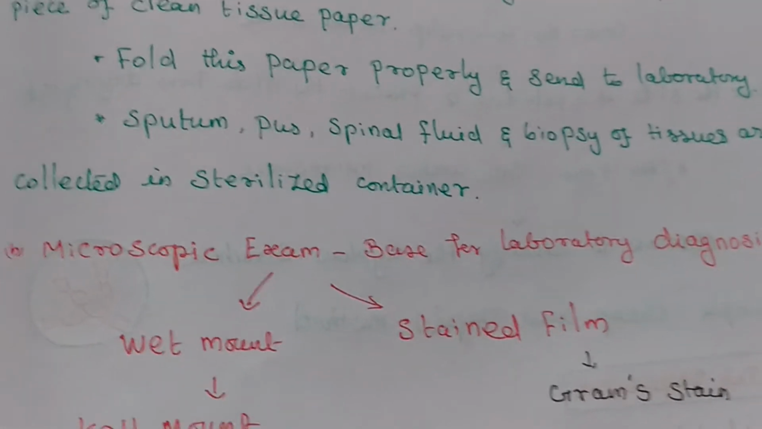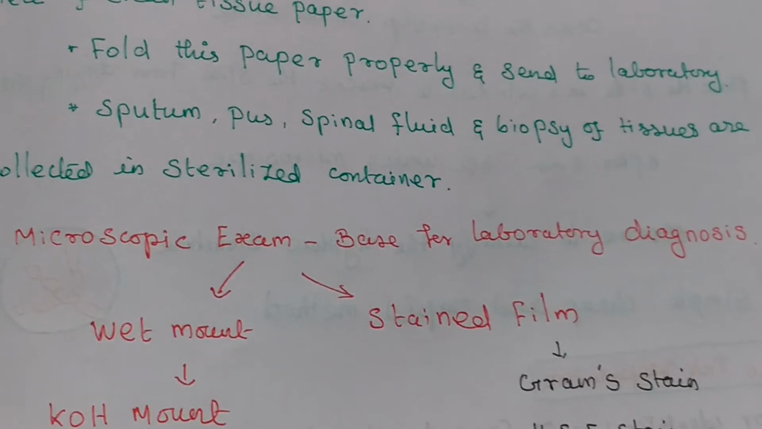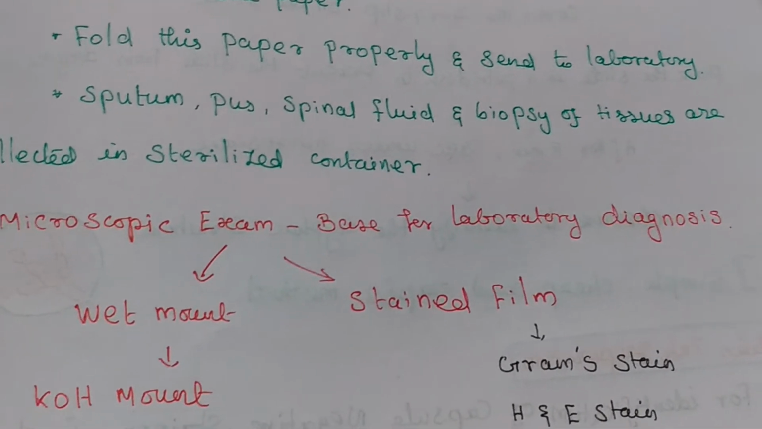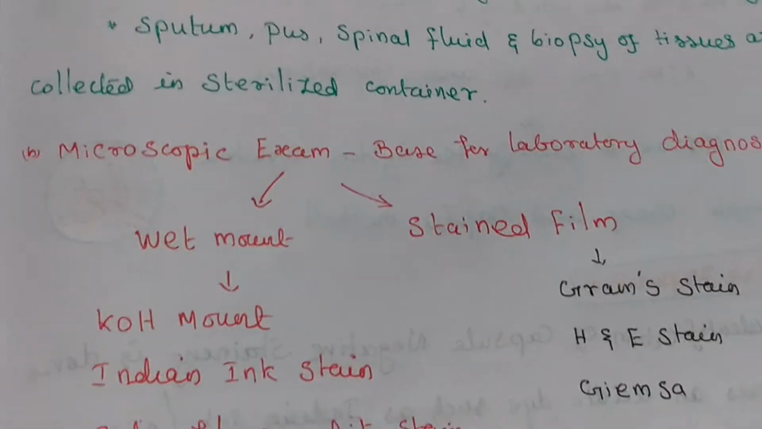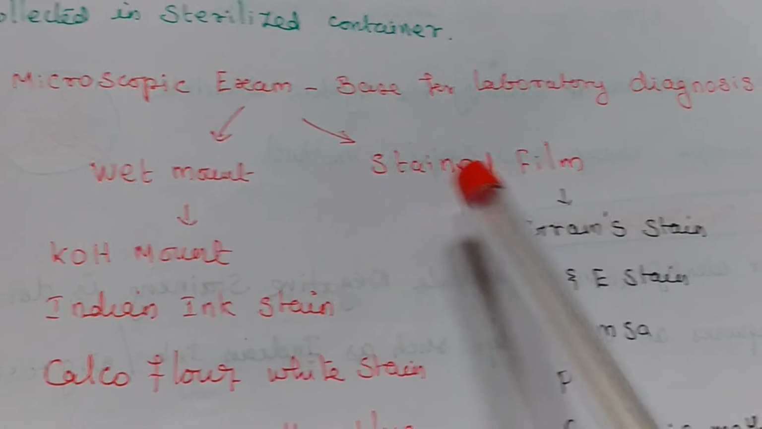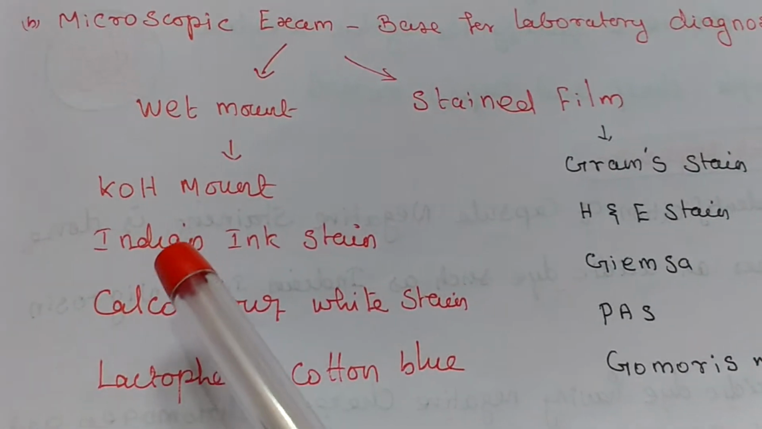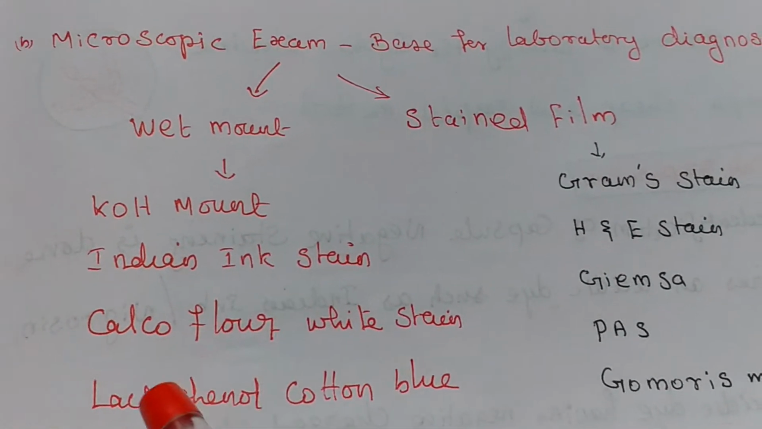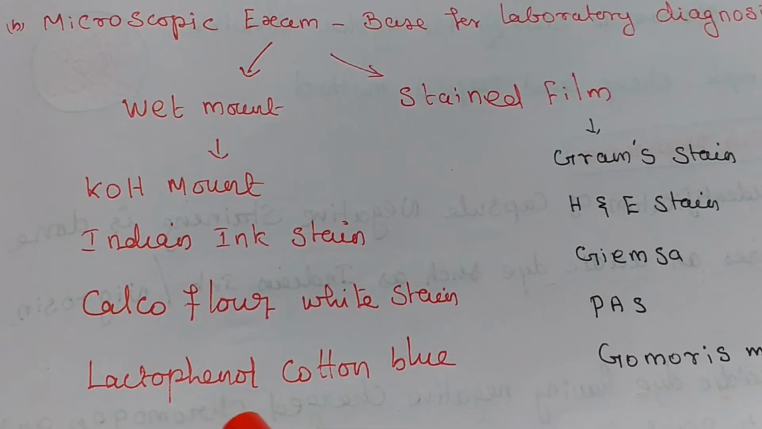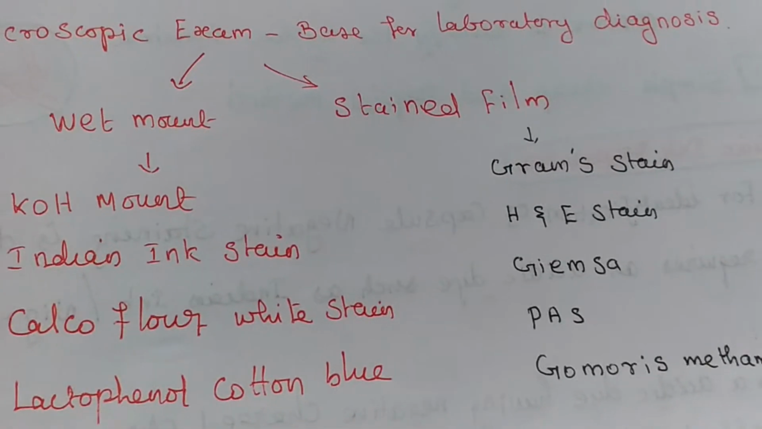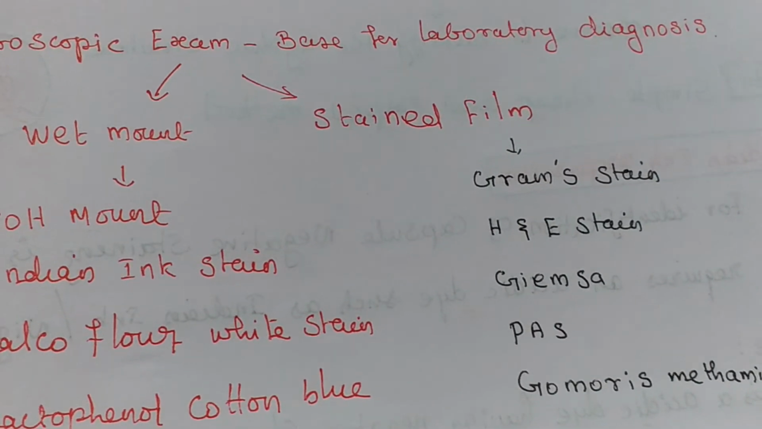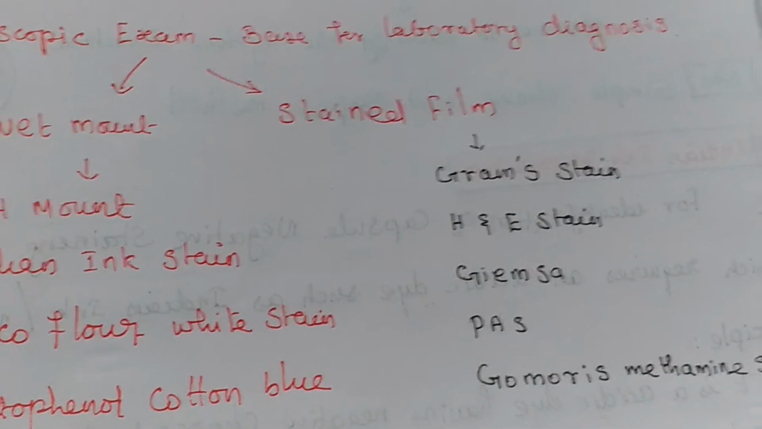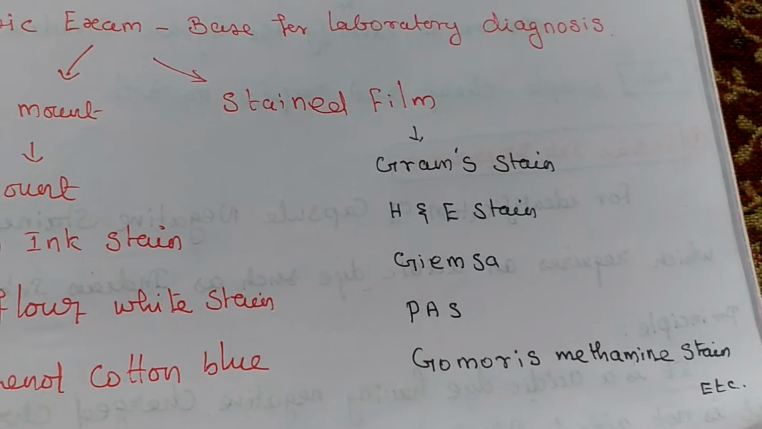Then first step, microscopic examination. This one is the base for laboratory diagnosis. In microscopy, we are using two different methods: wet mount method and staining method. Wet mount methods: KOH mount, Indian ink stain, calcofluor white stain, and lactophenol cotton blue. In staining methods, we are using Gram staining, H&E stain, Giemsa stain, PAS stain, and Gomori methenamine silver stain.